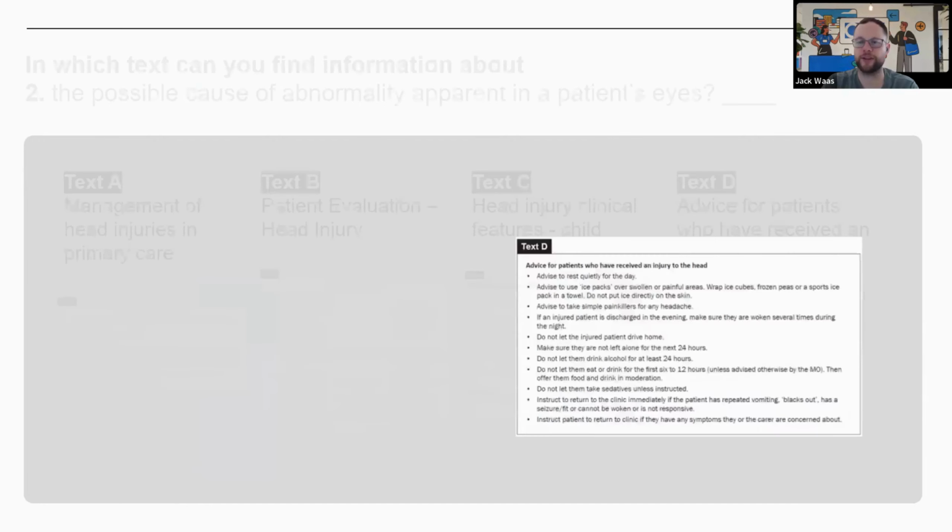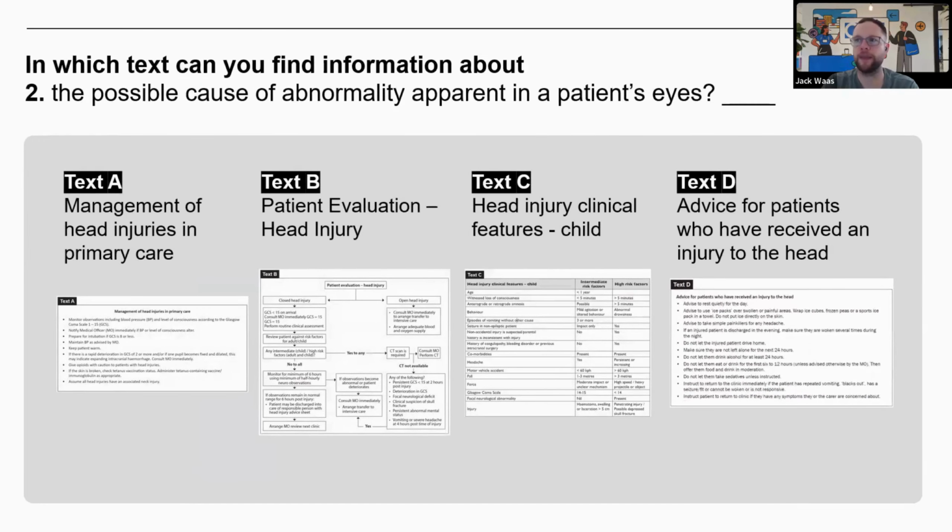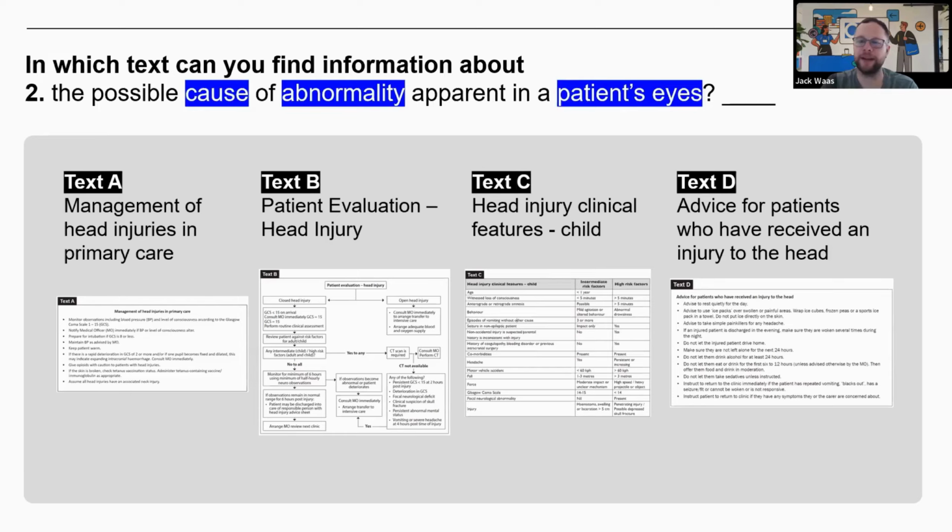Let's move on to our next question. In which text can you find information about the possible cause of abnormality apparent in a patient's eyes? What are the important words here, right? I think cause, abnormality, and patient's eyes are the key words here. So where would you find this information? Did you read anything about eyes, or can the headings of these texts help you? Which text do we think we would look at here?